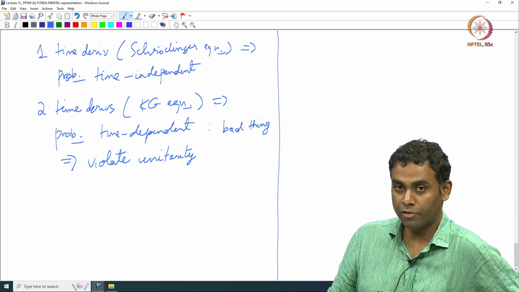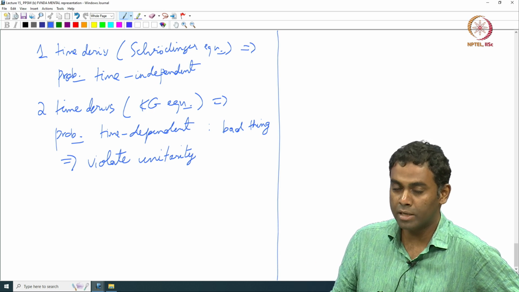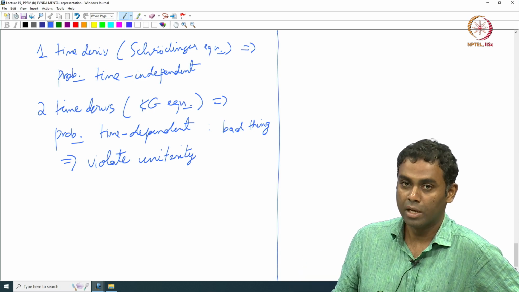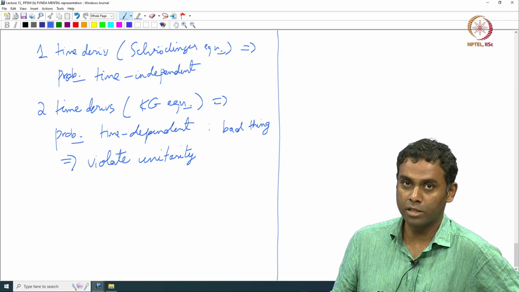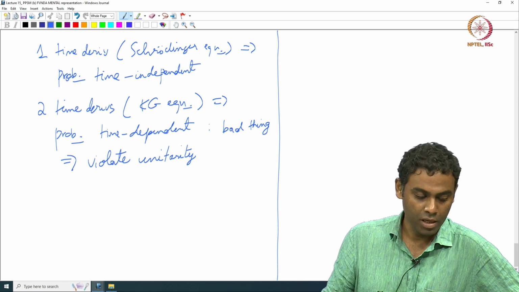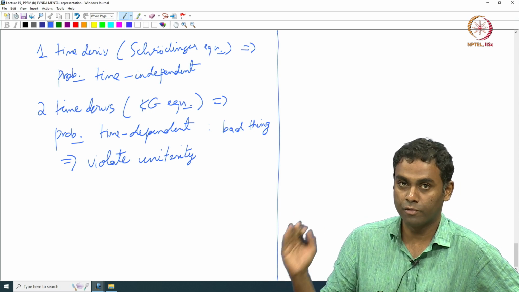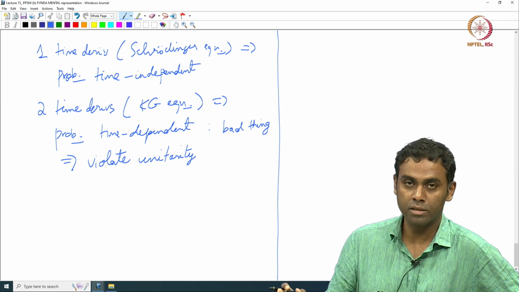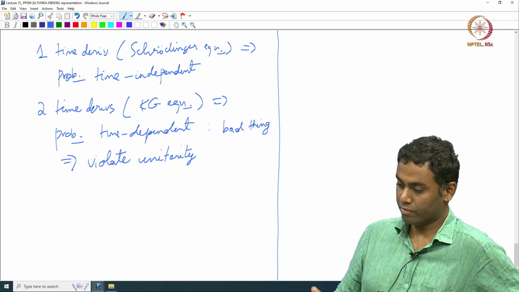Okay? This does not mean we have to throw away the Klein-Gordon equation. It means we have to now interpret this equation in a different way if we were to succeed in putting relativity and quantum mechanics together. Alright. So, what we should not do is to interpret this as a wave function. We have to interpret it in some other way. So, what should we do here?